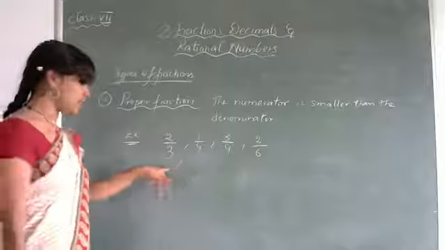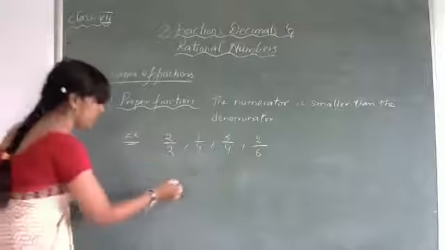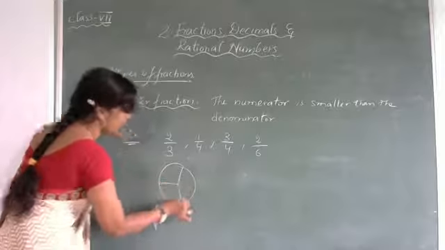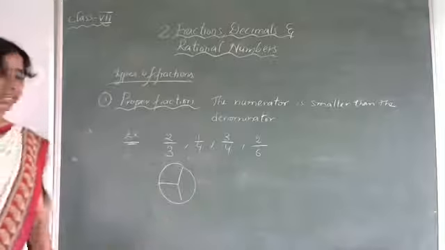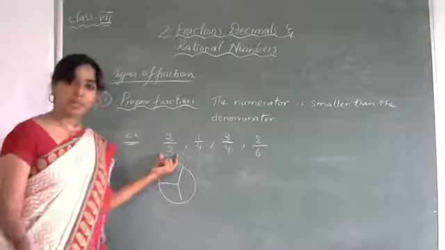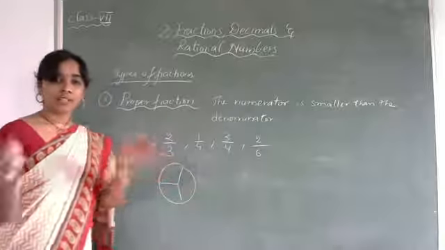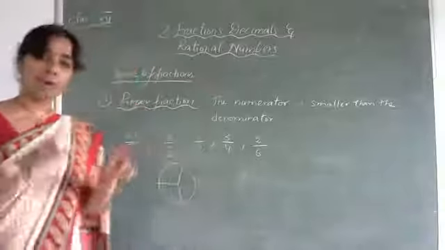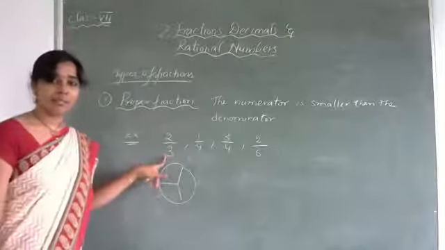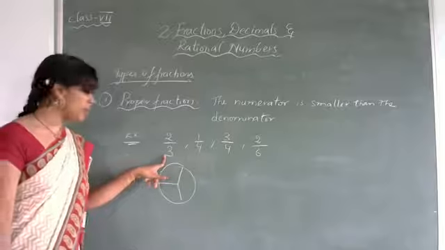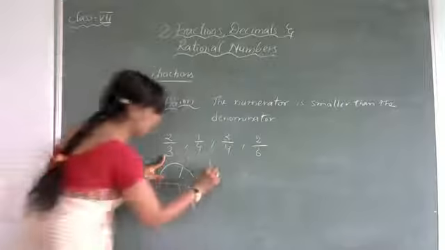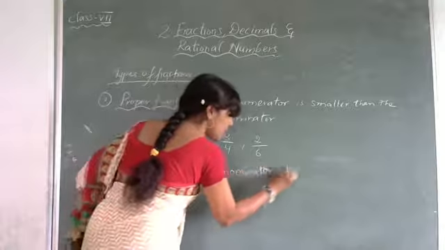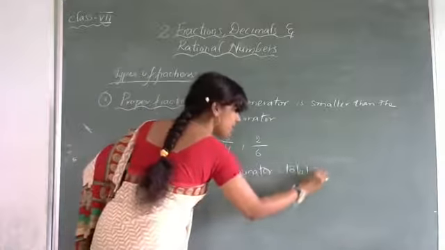I will represent this in a picture also, children. See, if I want to represent it in picture form, what is the denominator? The whole is divided into how many parts? All those parts are called the denominator. Denominator means the total parts. In the denominator, we write the total parts, children.